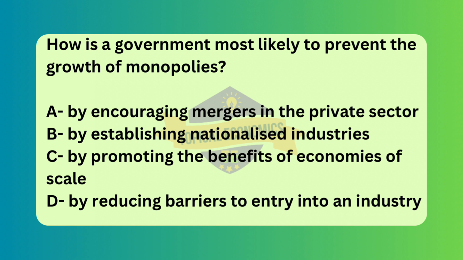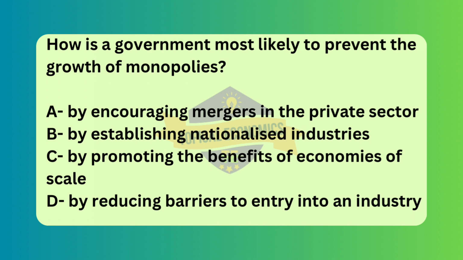Monopolies form when a single company dominates a market, often due to high barriers to entry, e.g., high startup costs, strict regulations, or control over essential resources. By reducing these barriers, the government makes it easier for new firms to enter the market and compete with the dominant company, which can help prevent monopolistic behavior.